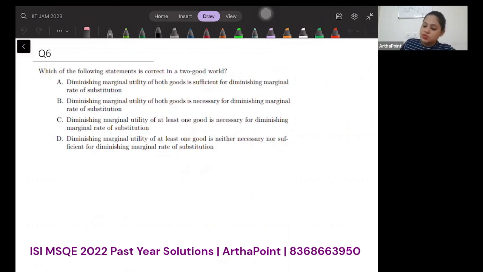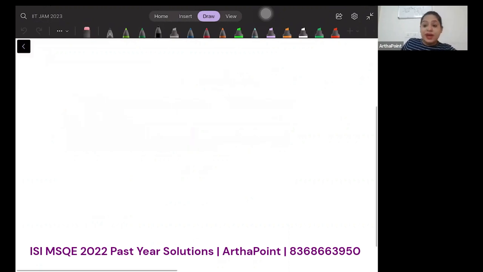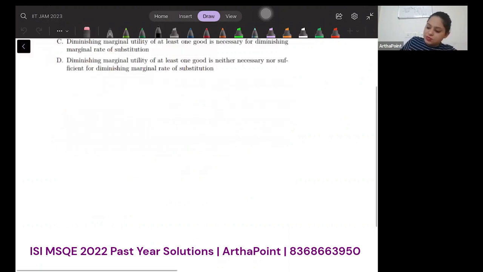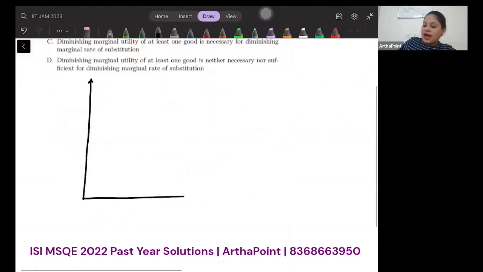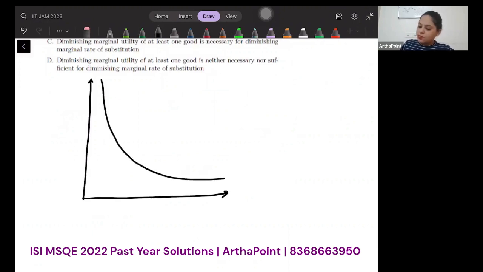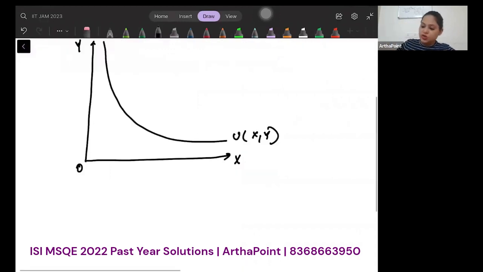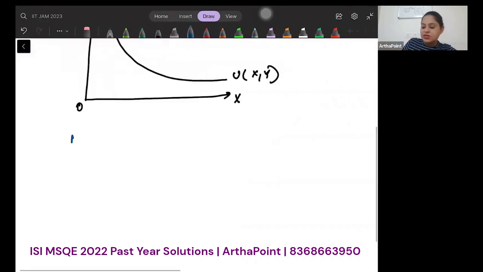Now just think about this. For a well-defined preference, my IC looks like this, right? This is O, X, Y. This is my utility function. And for this utility function, if I were to find MRS, MRS will be MUX by MUY.